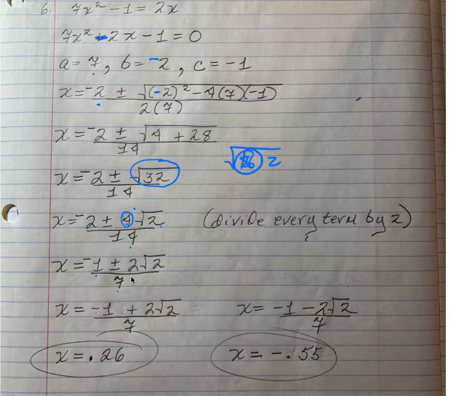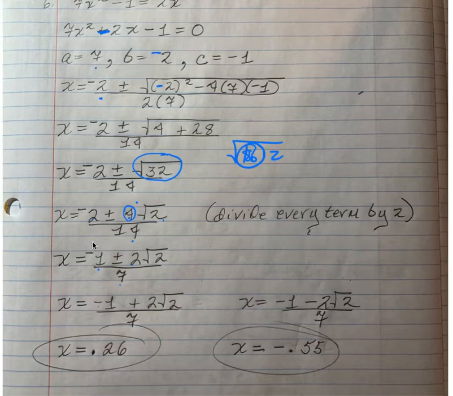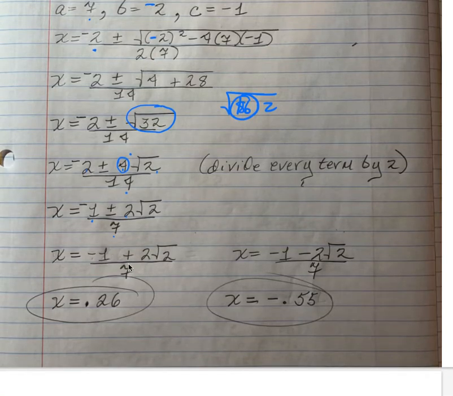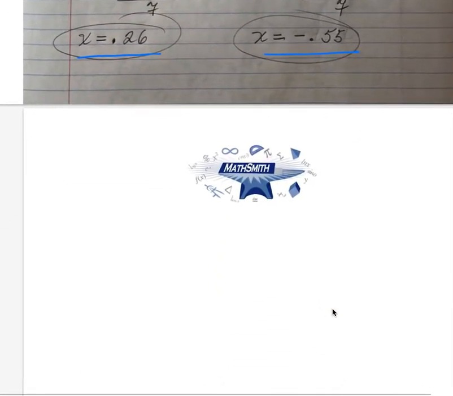And then, again, I'm just going to crunch out those numbers, and there they are. I get x equals negative 1 plus 2 square roots of 2 all over 7, and then x equals negative 1 minus 2 square roots of 2 all over 7. And when I do that, I end up with these values, 0.26 and negative 0.55. Okay, so that's it for the checkpoint. Let's go on to example 3.